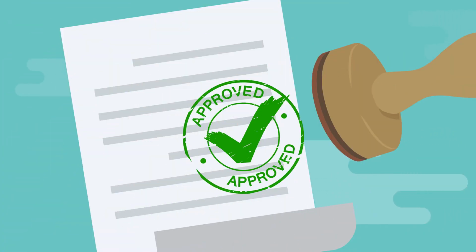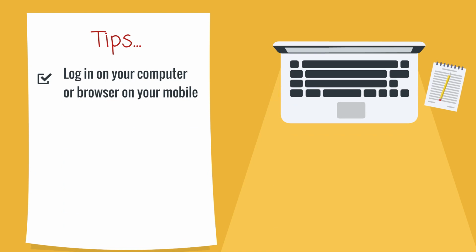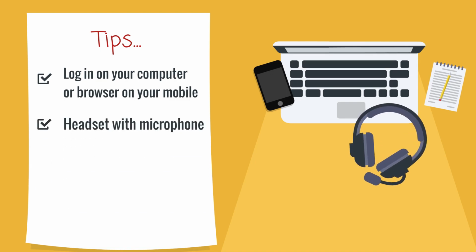Once your application is approved, you'll receive an email with instructions that explain how to access Rosetta Stone. To get started, there are a few things that you'll need to know. When you log in for the first time, you'll either need to use a computer or log in through your mobile device's browser and set up your profile. From there, you can download the Rosetta Stone app. You'll also need a headset with a microphone so you can practice speaking and listening.